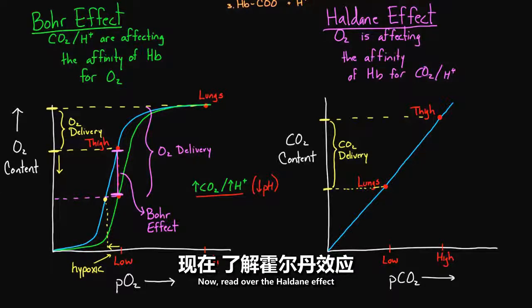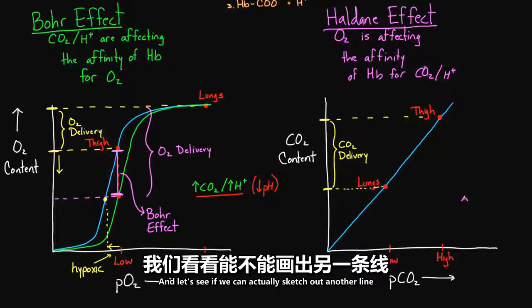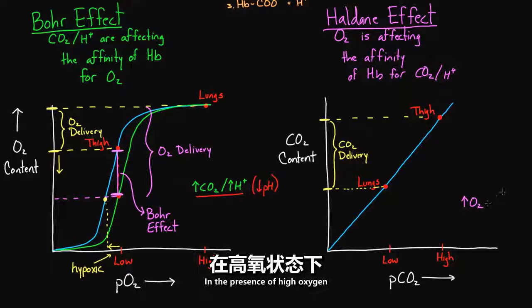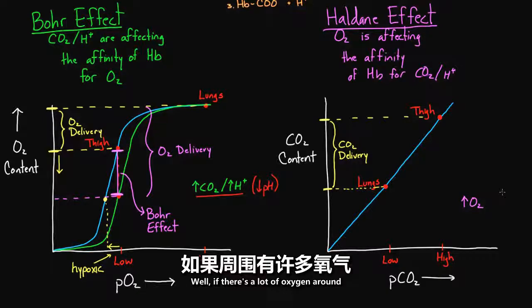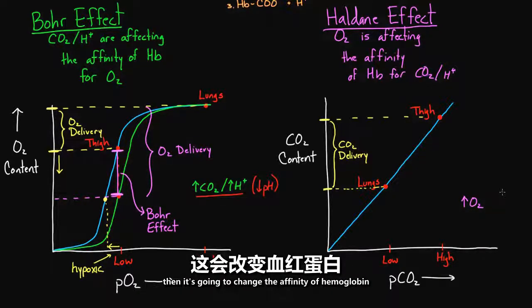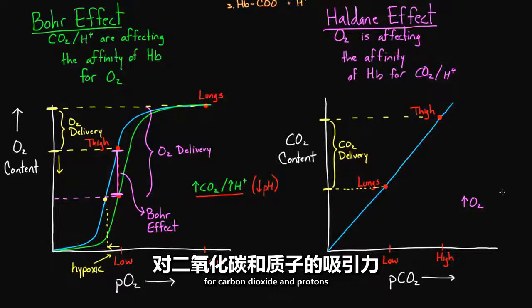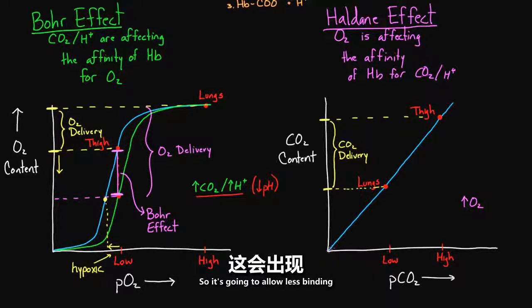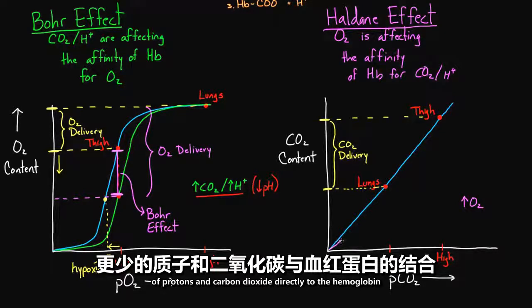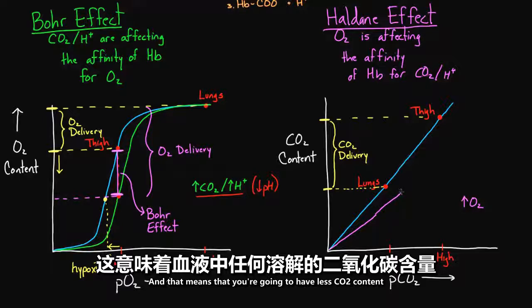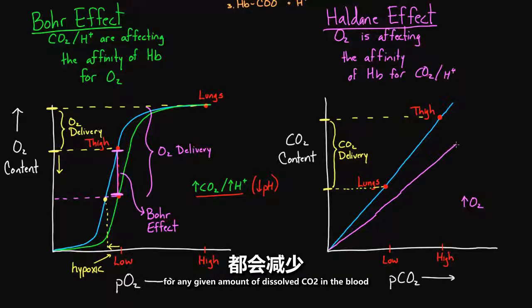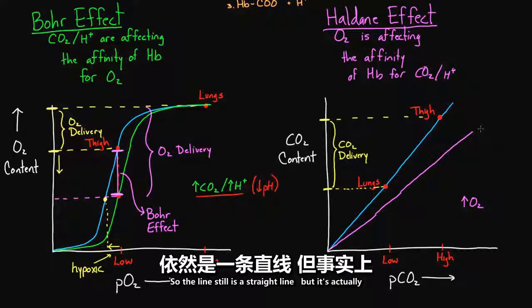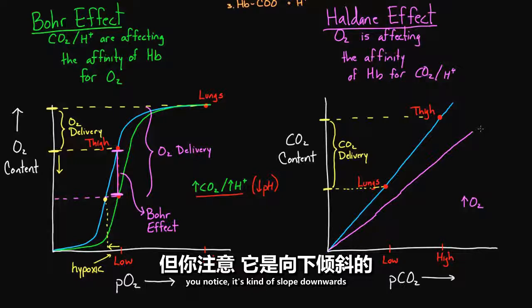Now read over the Haldane effect, and let's see if we can sketch out another line. In the presence of high oxygen, what's going to happen? Well, if there's a lot of oxygen around, then it's going to change the affinity of hemoglobin for carbon dioxide and protons. So it's going to allow less binding of protons and carbon dioxide directly to the hemoglobin, and that means you're going to have less CO2 content for any given amount of dissolved CO2 in the blood. So the line still is a straight line, but you notice it's sloped downwards.